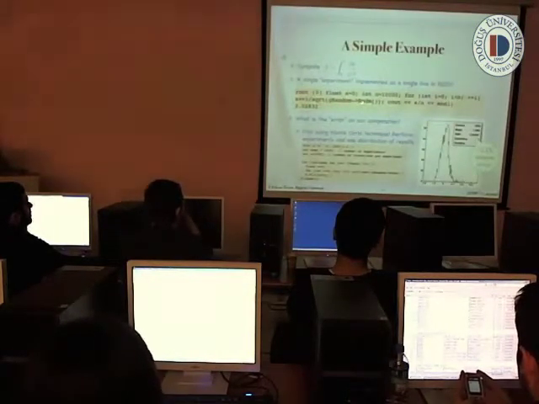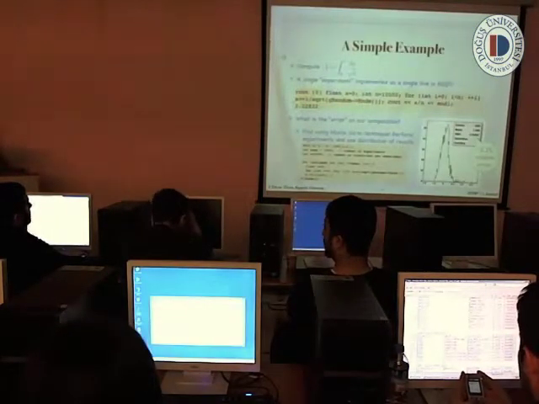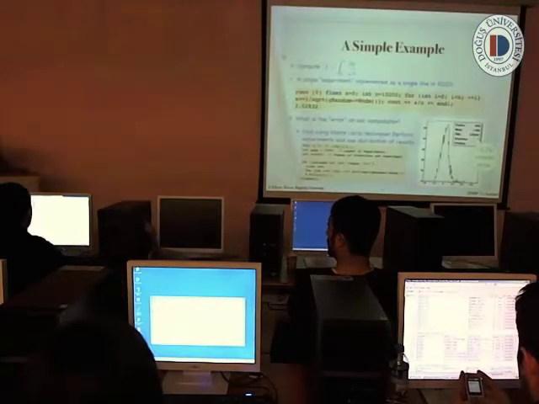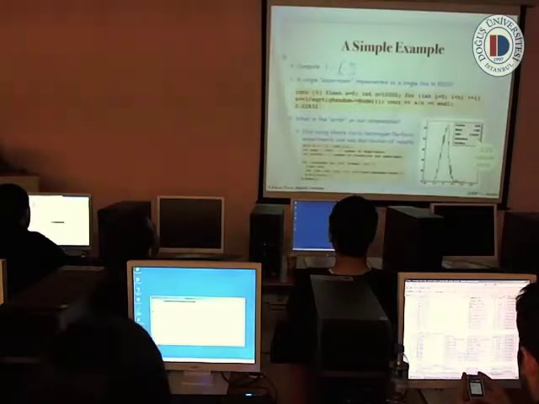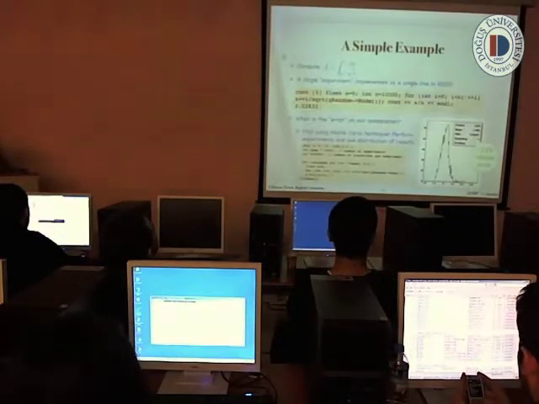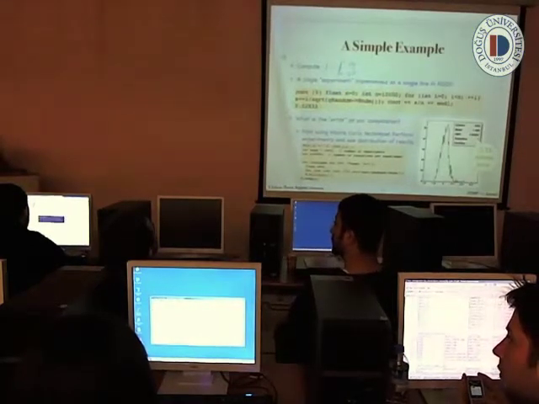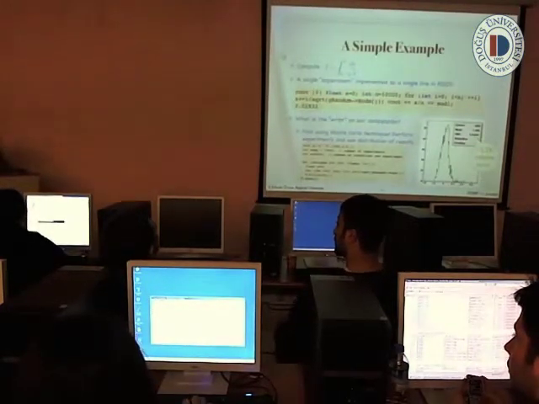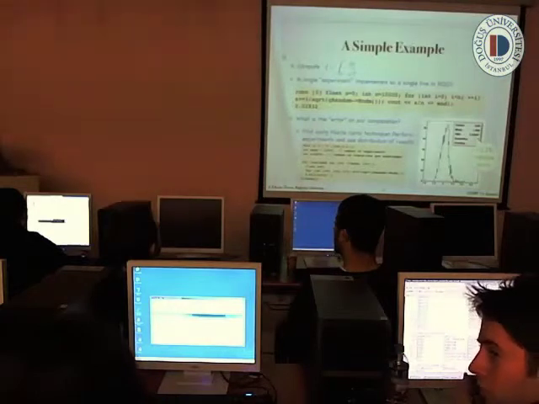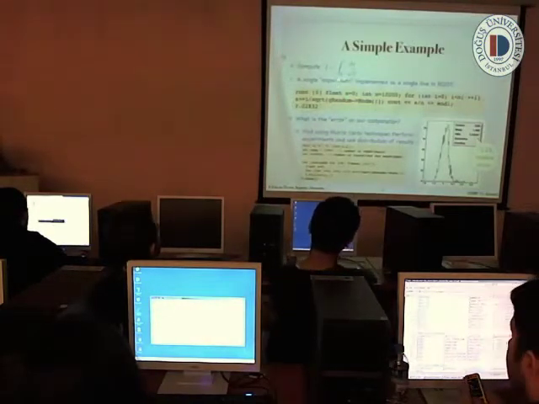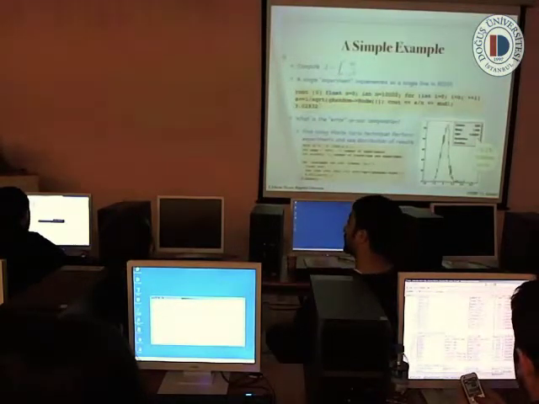This RNDM function returns a random number between 0 and 1 that has a uniform distribution. Is this compatible with our problem? Yes, because here you need to generate numbers in a uniform manner. Is 0 to 1 compatible? Yes, because your integration limits go from 0 to 1.